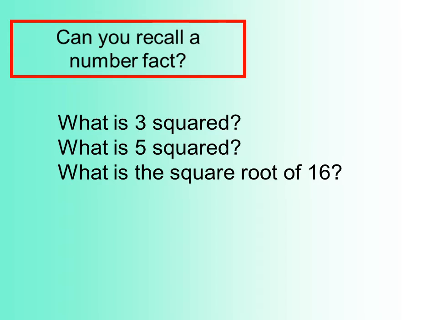Right, I want you to have a go at these. They look unusual, but I will explain what each one means. First of all, it says, what is 3 squared? Now, 3 squared means you need to do 3 times 3. When you square a number, you times it by itself. So that first question is asking you, what is 3 times 3? Pause the video while you work it out. 3 times 3 is 9.